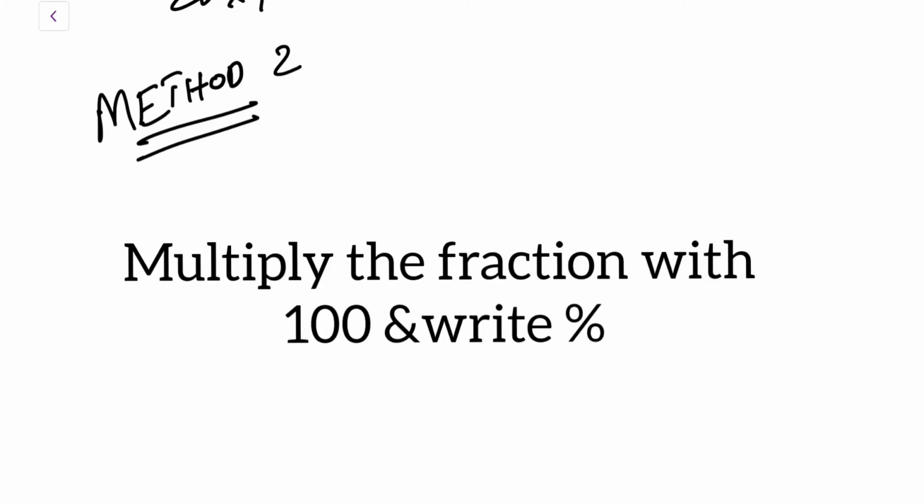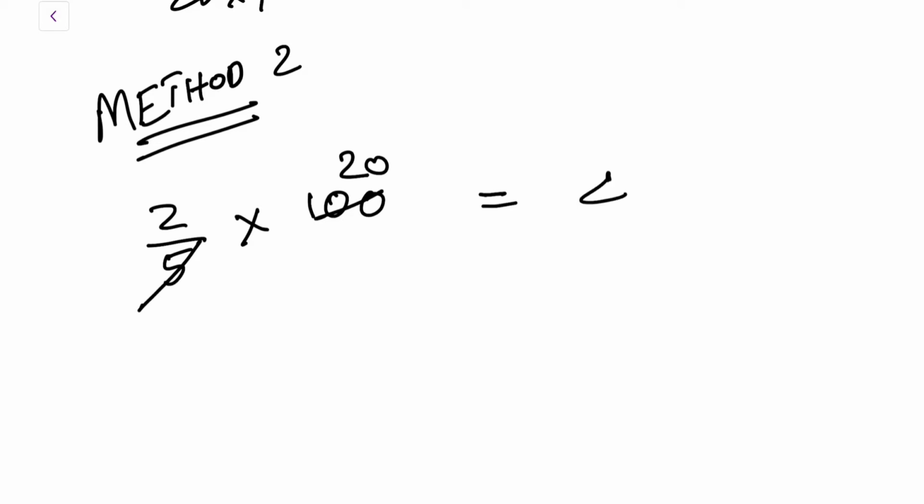Again, we are looking at how to express a fraction as a percentage. Here what we do is, we just multiply the given fraction by 100 and write the percentage sign. I'll show you the example. Let's take 2 by 5. How do you express this as a percent? All you have to do is to multiply this fraction with 100 and whatever the answer comes, 5 20s are 20 into 2 is 40, and write the percentage, 40%. That's it.